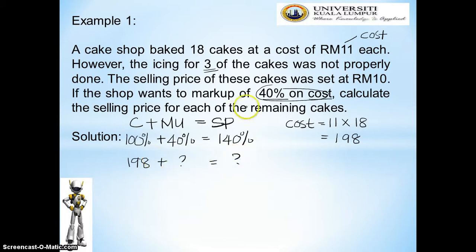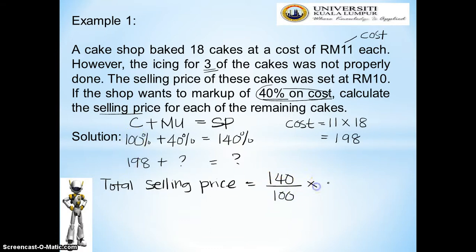So now we aim to find the selling price. So the total selling price should be, okay, 140 percent. Look at the selling price percentage compared to the cost percentage, times the value of cost. Then we get 277 ringgit 20 cents. So this is the total selling price for all cakes, right?